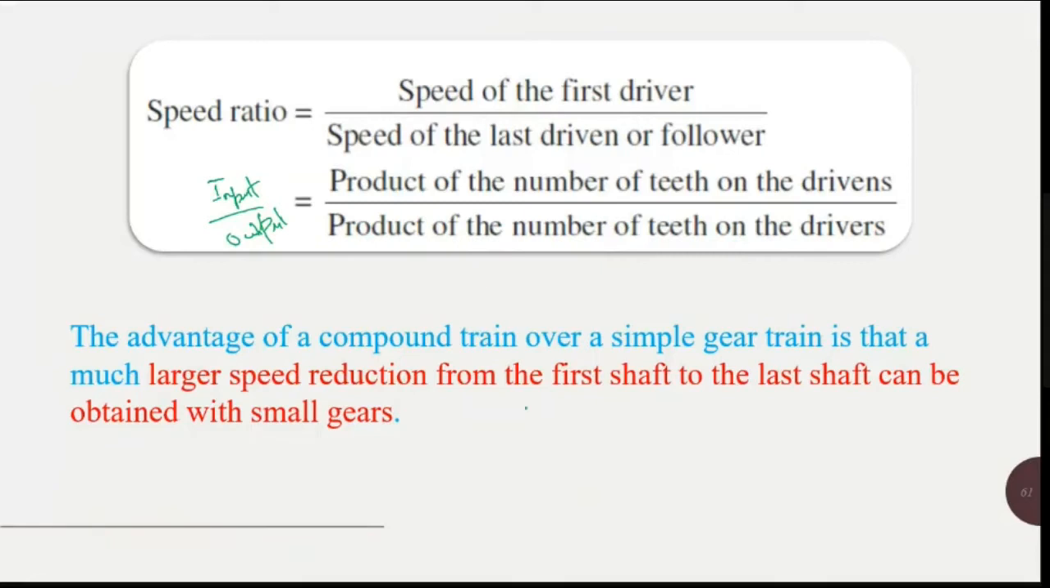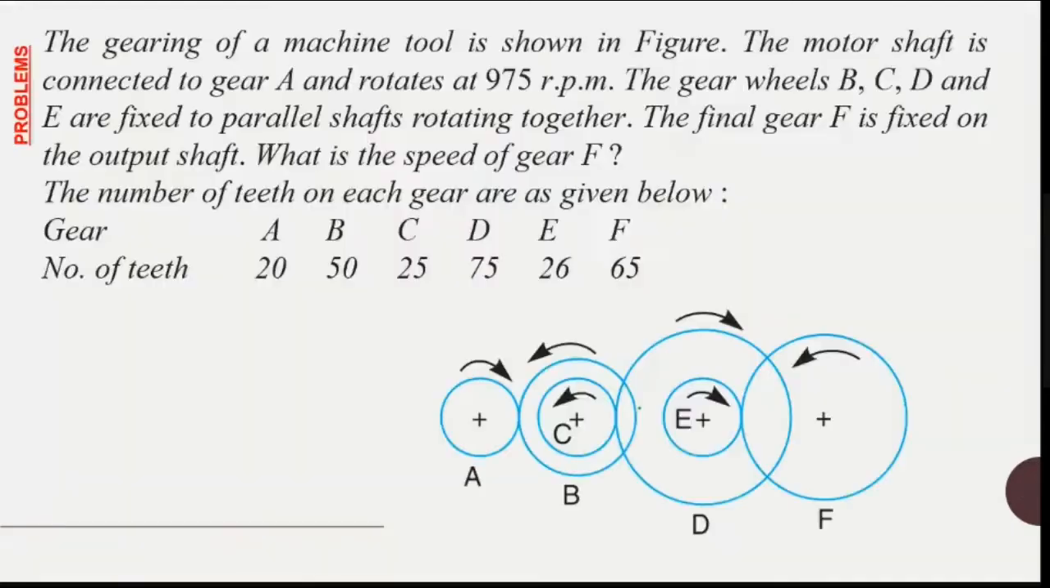So the main advantage here is the larger speed ratio which we discussed earlier. Even if the space is less, you can achieve larger speed reduction. Okay, any doubt on this? Let's go for the problem.